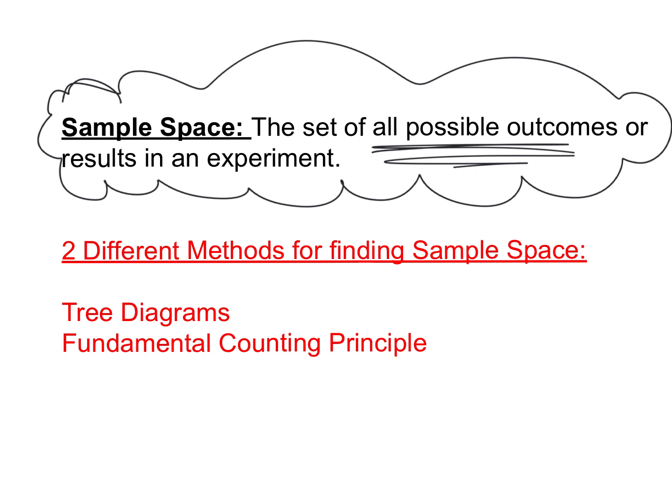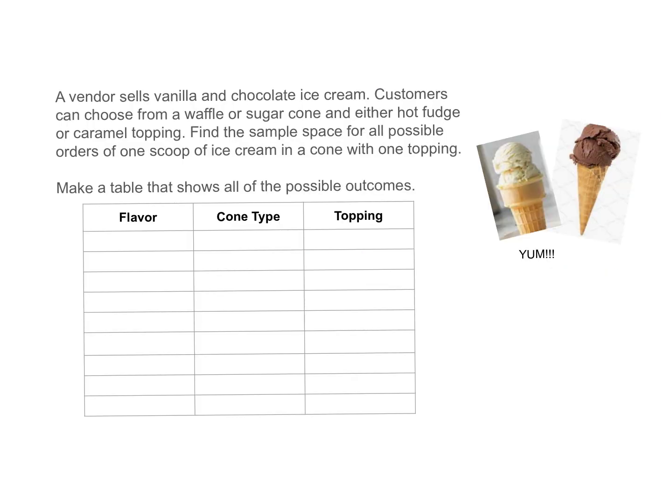We use two different methods for finding sample space, tree diagrams and the fundamental counting principle. A vendor sells vanilla and chocolate ice cream. Customers can choose from a waffle or sugar cone and either hot fudge or caramel topping. Find the sample space for all possible orders of 1 scoop of ice cream in a cone with 1 topping. So we have all different options, or all different total possible outcomes of leaving with our choices.